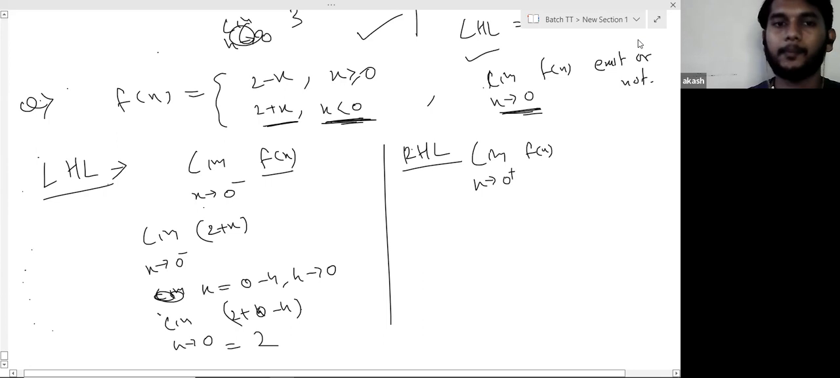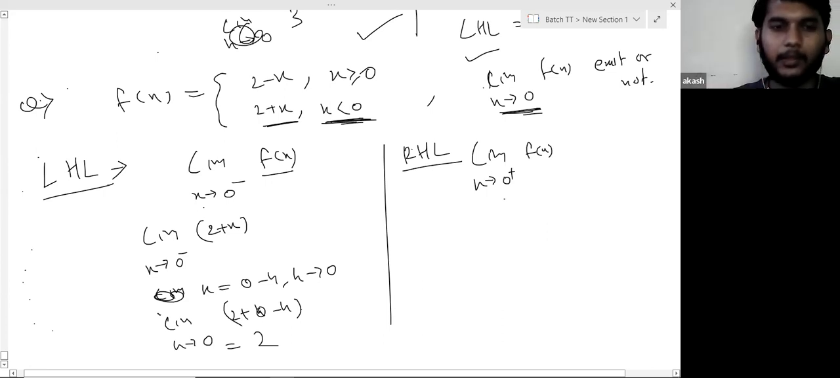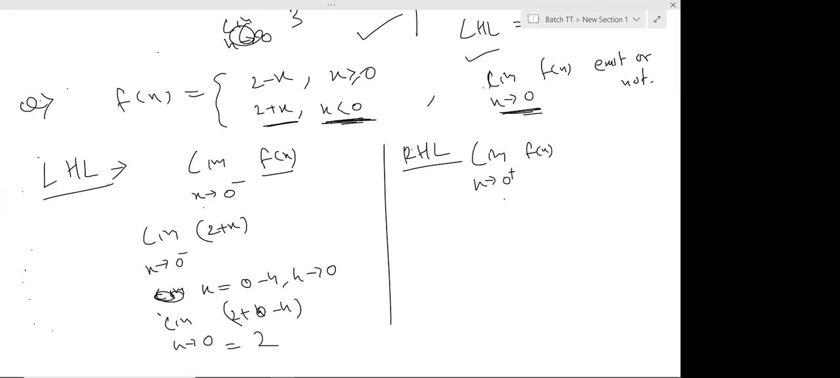Sahil, are you saying something? I have doubts, sir. How did x equals 0 minus h? How is it like x equals 0 minus h?